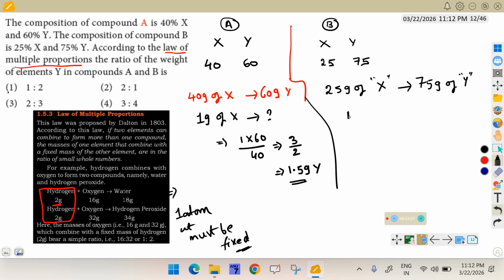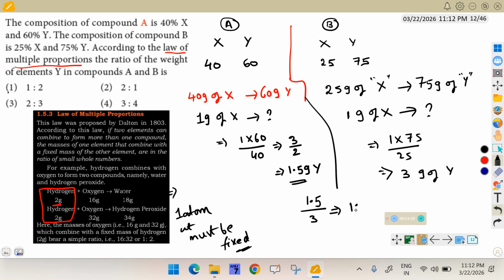For 1 gram of X in compound B, how many grams of Y is required? 1 into 75 by 25, that is 3 grams of Y. Now the A to B ratio is 1.5 by 3, which is a 1:2 ratio. The first option is the correct option.